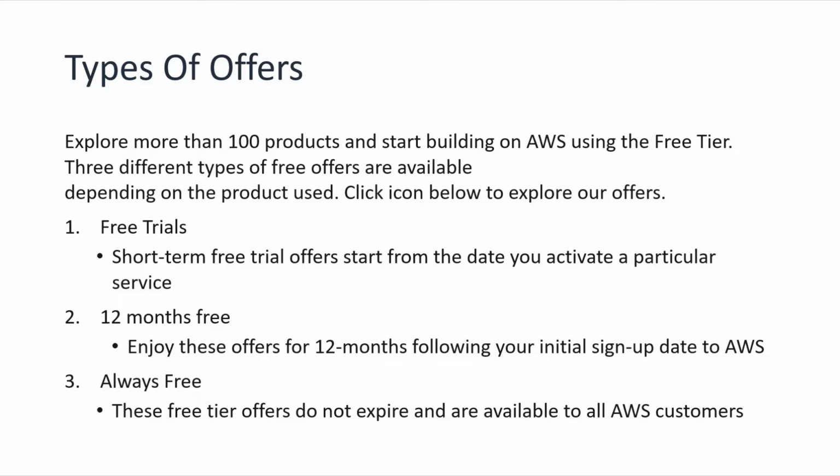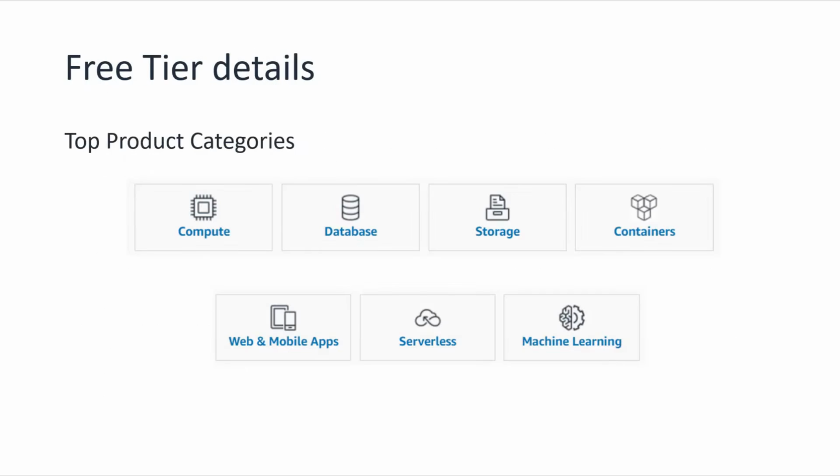So what type of offers does AWS provide? Around 100 products, and you can start building on AWS using the free tier. Three different types of free offers are available depending on the product you use. So first is the free trials. Short-term free trial offers start from the date you activate a particular service. Then there are some 12-month free services. These offers are for 12 months from the start of your AWS sign up. And there are some always free services. They never expire and they are available for all AWS customers.